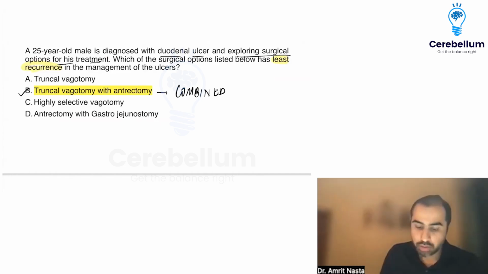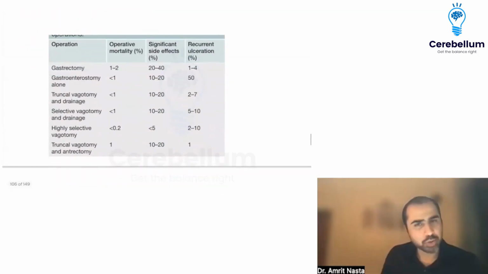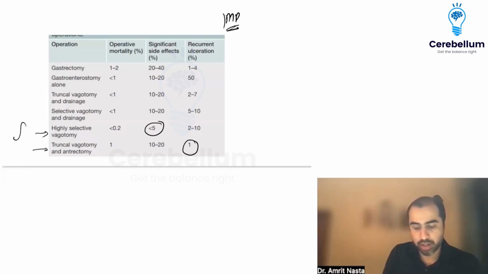Okay. So least recurrence, truncal vagotomy with antrectomy. If they ask you best tolerated, it will be highly selective vagotomy. Okay, highly selective vagotomy. That is going to be best tolerated. I will show you this table. I have shown it in class also that vagotomy with antrectomy, lowest recurrence, highly selective vagotomy, least side effects. है ना? Important है ये. At least maximum minimum तो आना चाहिए.